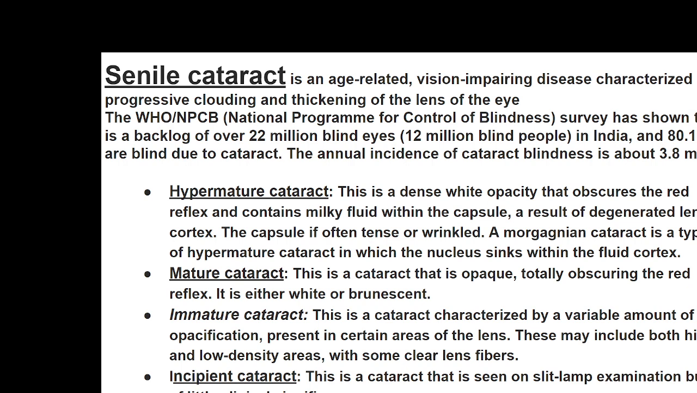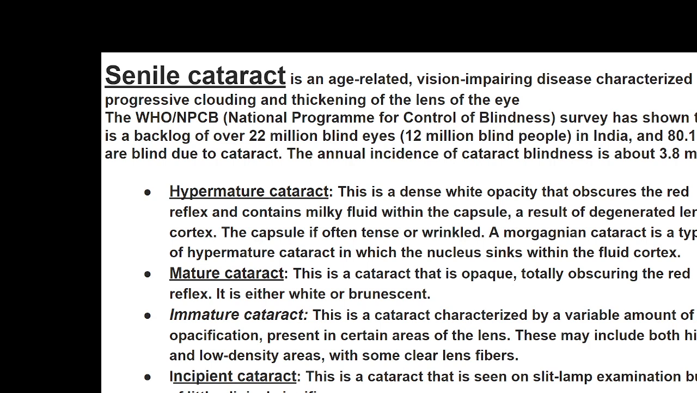Then the next stage is the immature cataract. At this stage there is opacification, and in the majority of situations that opacification can be observed if you look at the eyes directly. The color of the lens can be seen to be slightly whitish, and it can occur at different zones of the lens, and based upon that they are named. I will come to that part.